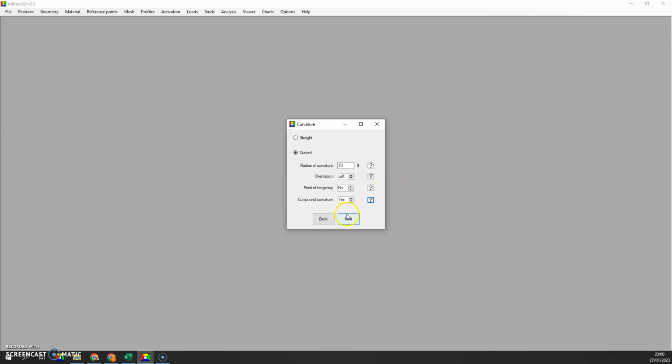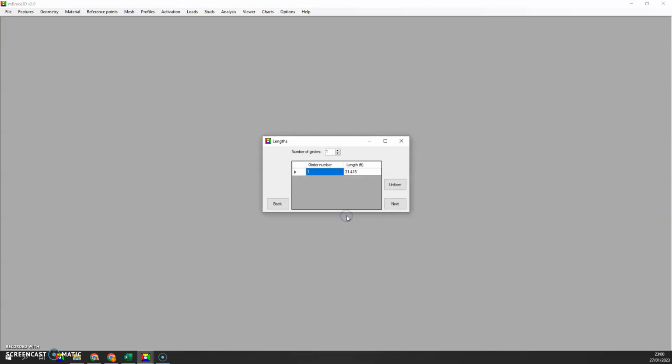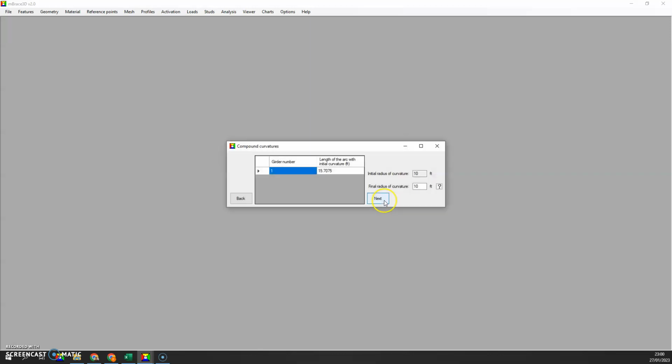And so the compound curvature means that really the geometry will be defined in two stages. We have one girder, one beam, which is about 30 foot long. And so this is the form for the compound curvature. We're saying that the length of the arc with the initial curvature of 10 feet is equal to half the length of the beam. And the final radius of curvature is going to be equal to the initial radius of curvature, okay? This is a trick to be able to go over that 90-degree angle limit that we would have otherwise.